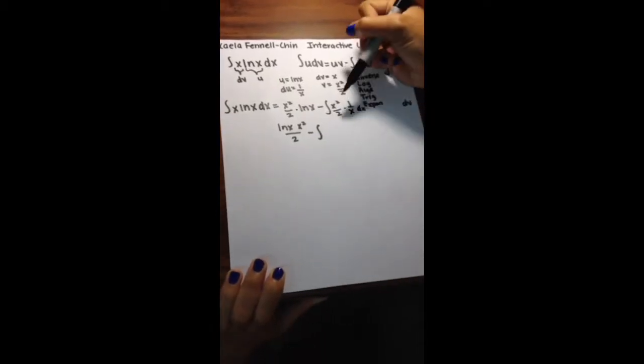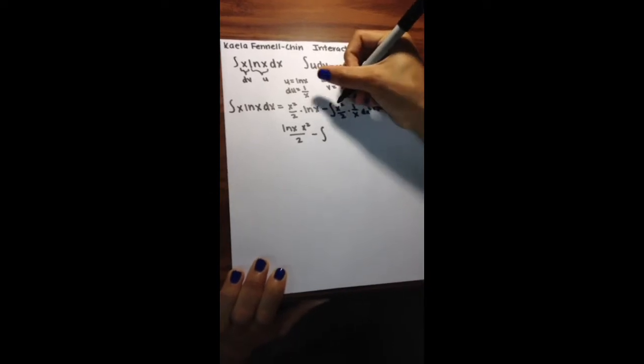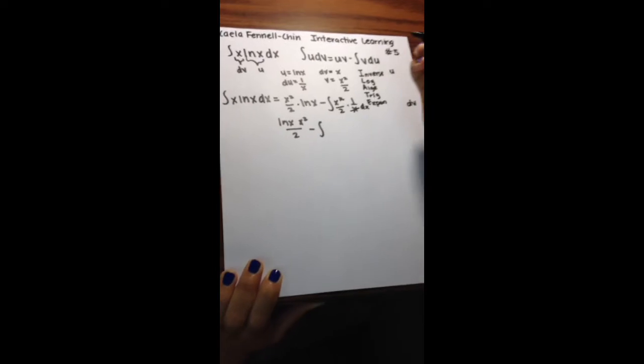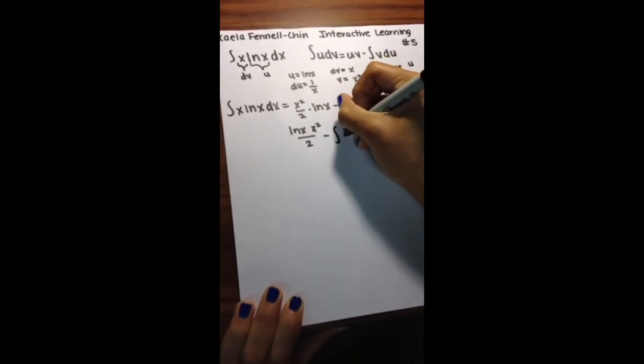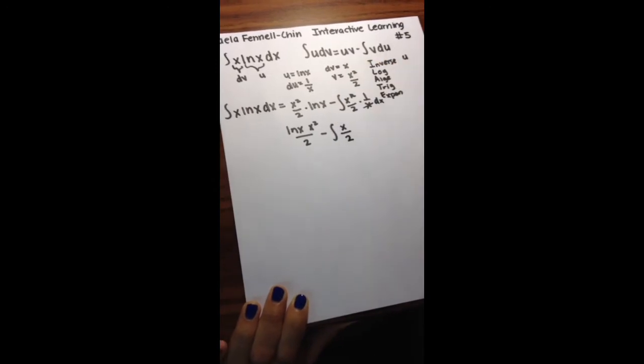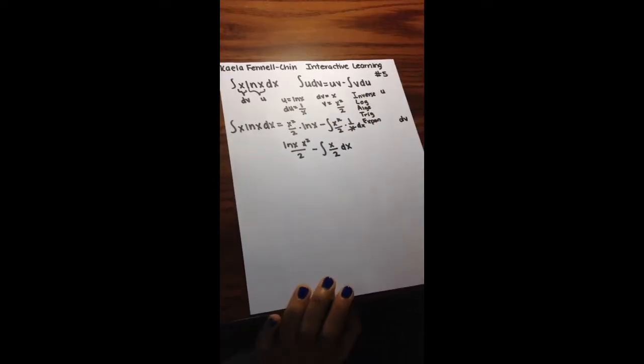Okay, so now we're going to take the integral of this, but first we can simplify. So since you have an x at the bottom and x at the top, you can cross out this one, and that's just going to be x. So you're going to have x over 2 dx. Okay, so now that this is simplified, we can take the integral.